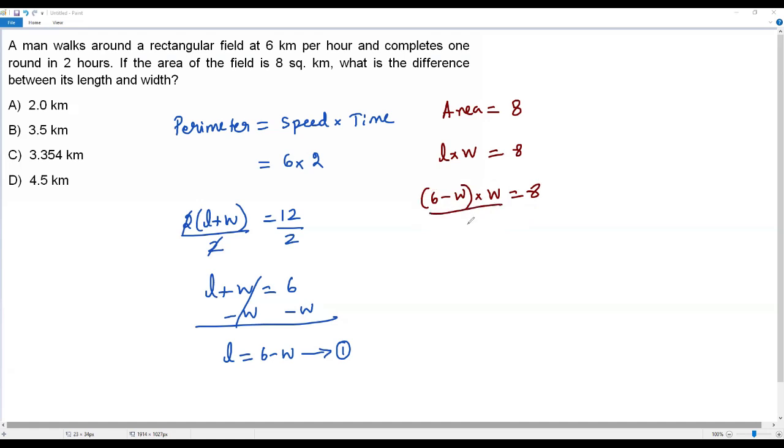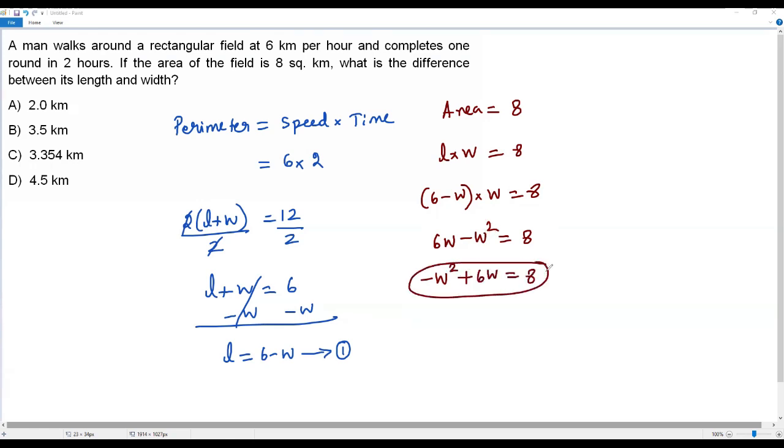For that, we have to simplify the expression. Let's distribute this W to 6 and to negative W. When I distribute W to 6, I get 6W. When I distribute W to negative W, I get negative W squared, equals 8. Now let me rearrange the terms. First, let me write the leading term, the one with the largest exponent: negative W squared + 6W equals 8.